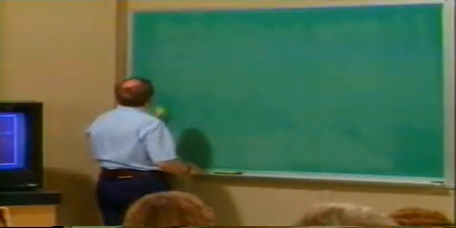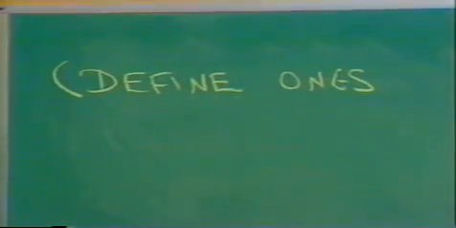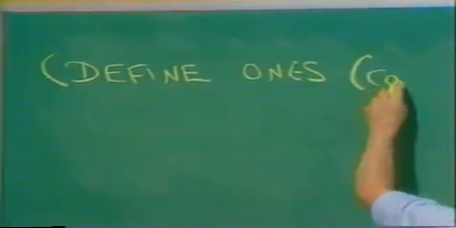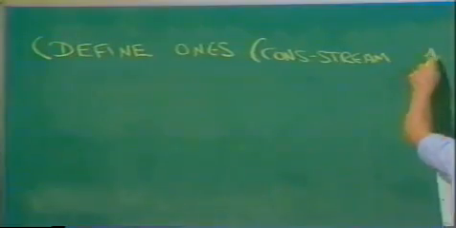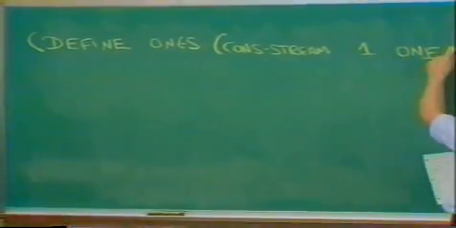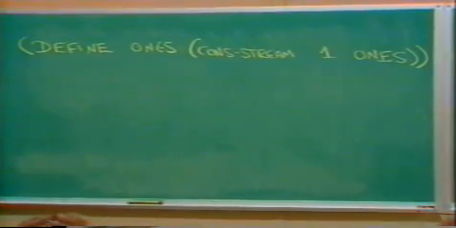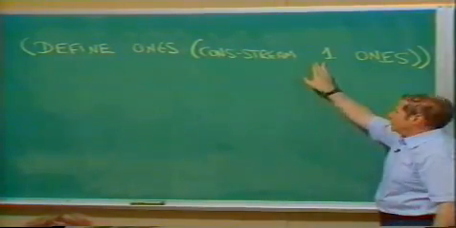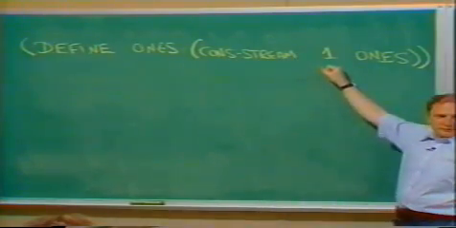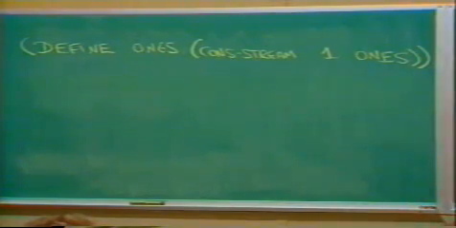Suppose I write this. I say define, call it ones, to be cons-stream of 1 onto ones. And what's that? That's going to be an infinite stream of ones, because the first thing is 1, and the tail of it is a thing whose first thing is 1, and whose tail is a thing whose first thing is 1, and so on and so on. So that's an infinite stream of ones.